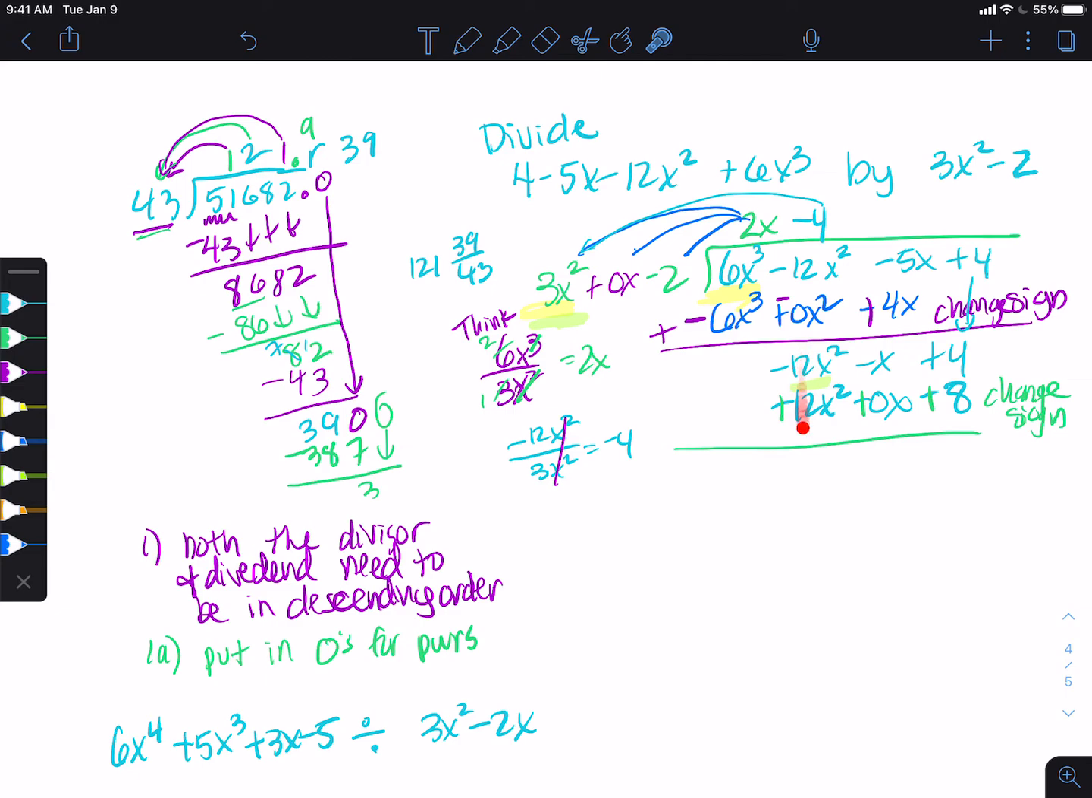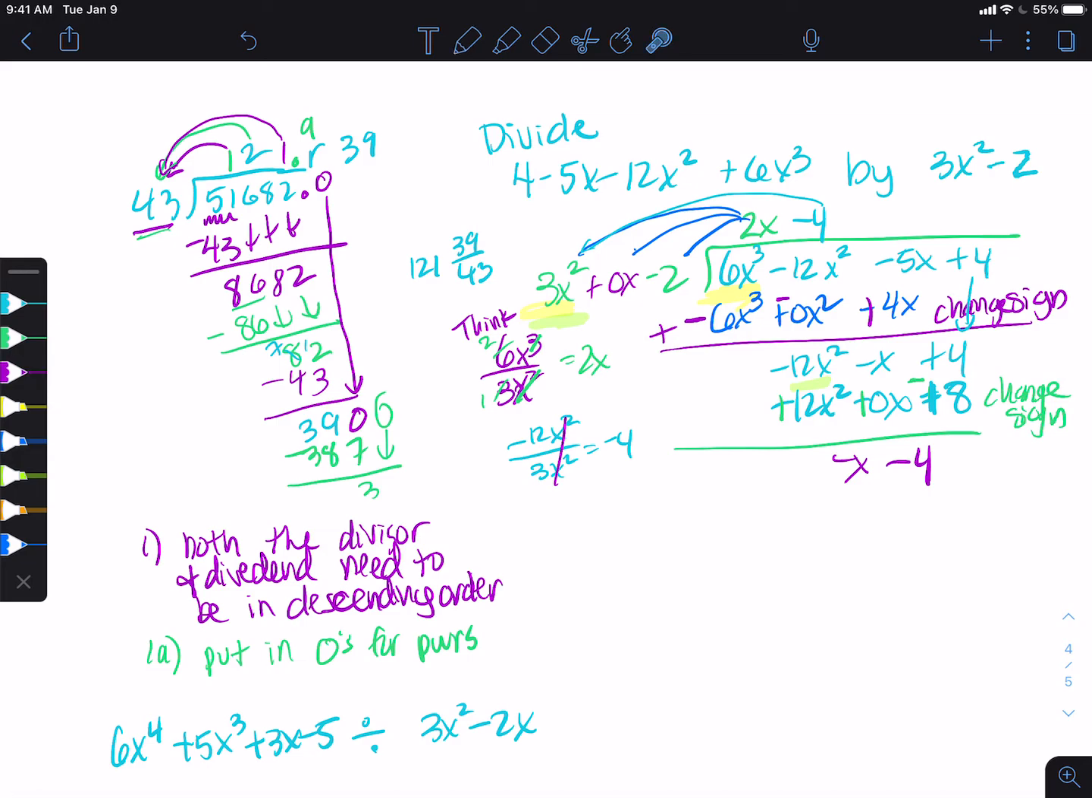So here, I'm going to add these two. Those go to 0, which is great. That's what I want. So negative x plus nothing is negative x. And then we've got 4 plus 8. Oh, I misdid my sign. Negative 4 times negative 2 is a positive 8. So then when we change our sign, this goes to a negative. So then 4 minus 8 gives us negative 4.